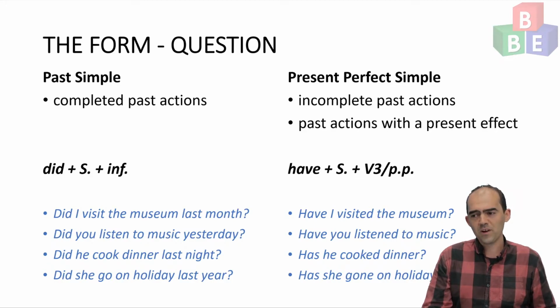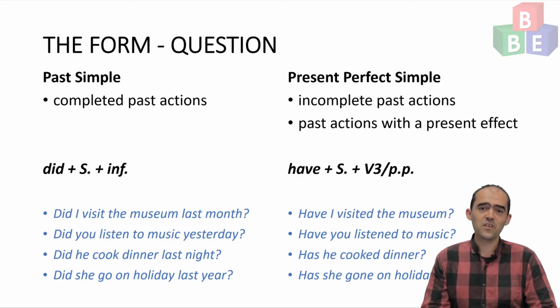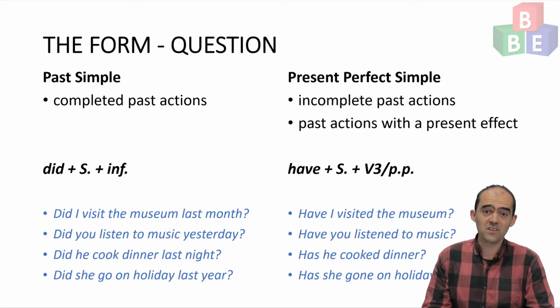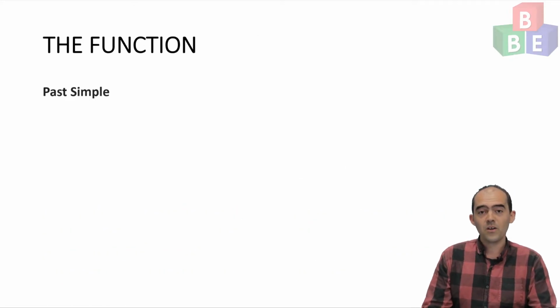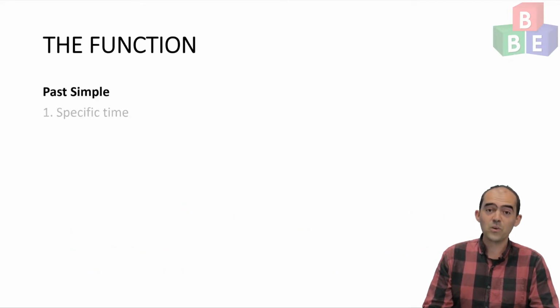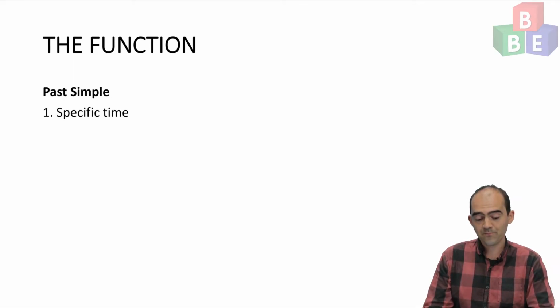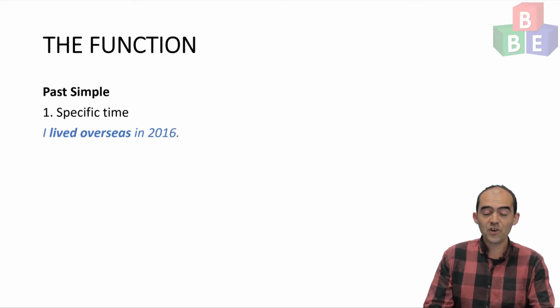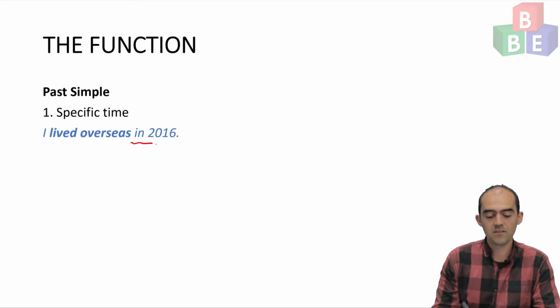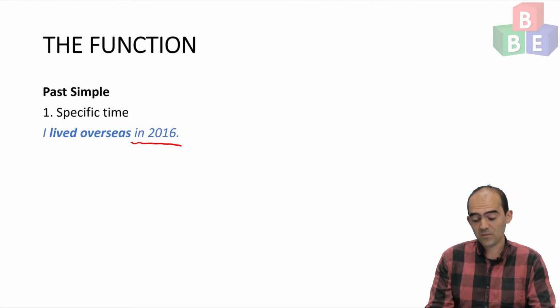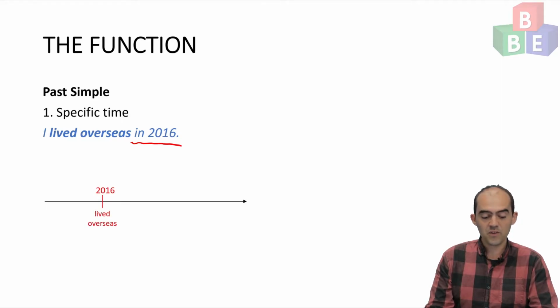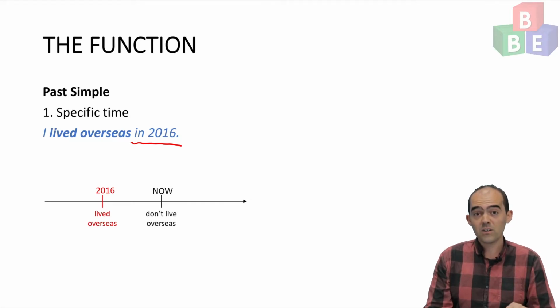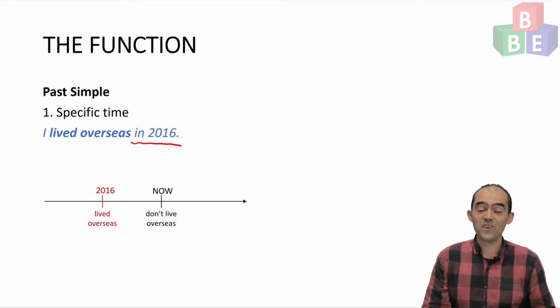So, now we have the form. What about the function? What is the difference between the past simple and the present perfect simple? Well, to start with the past simple, we talk about a specific time. For example, I lived overseas in 2016. In 2016 is a specific time. On a timeline, we can see that 2016, when I lived overseas, is in the past, and now, in the present, I do not live overseas. It's a specific time and it's a finished action.